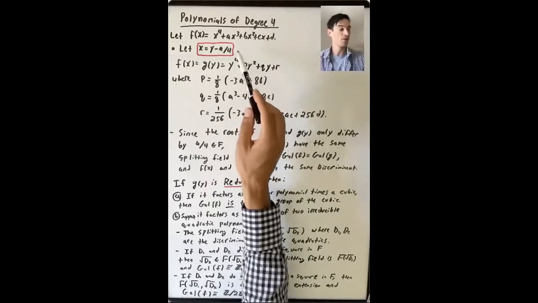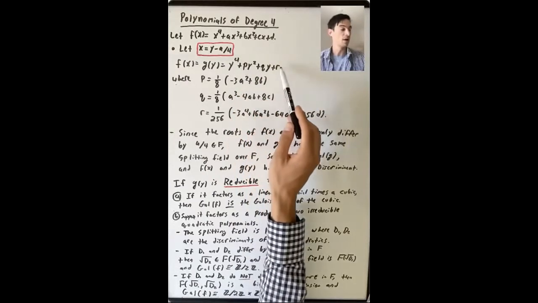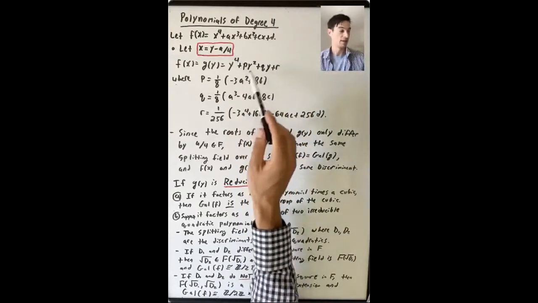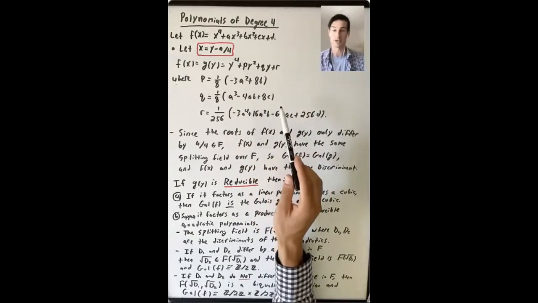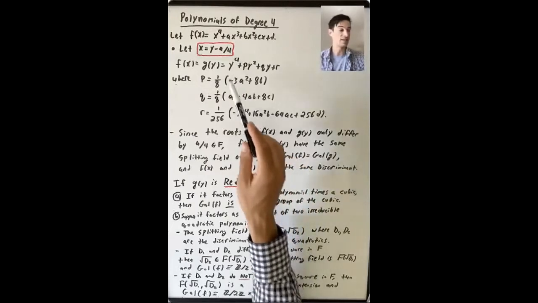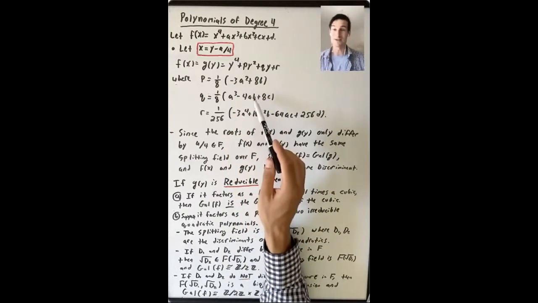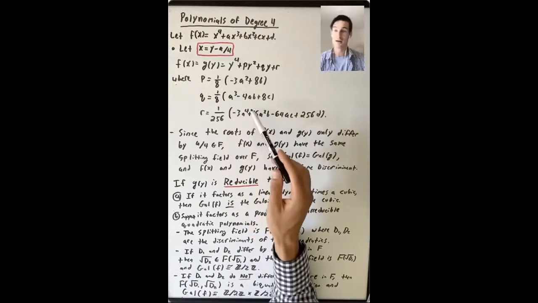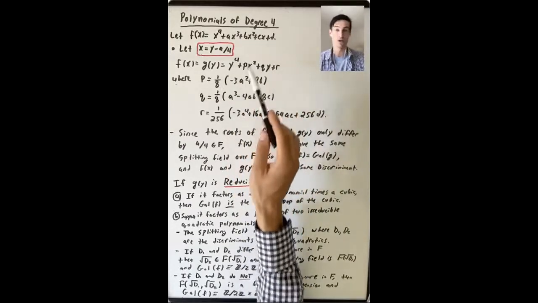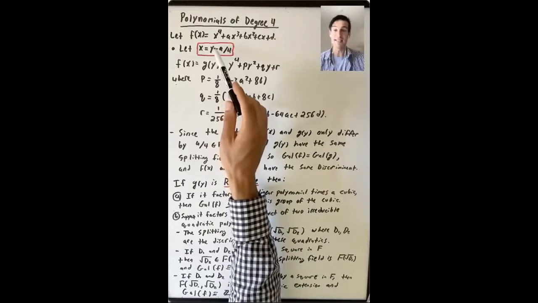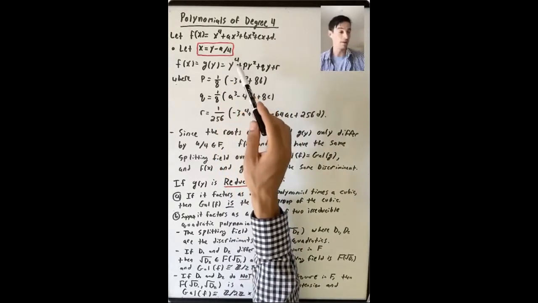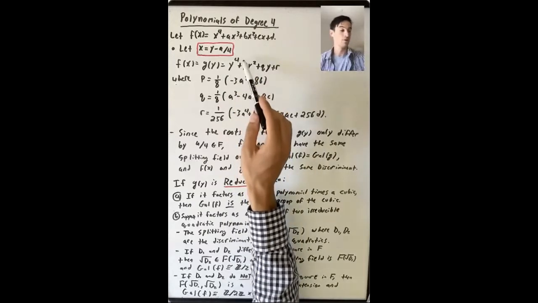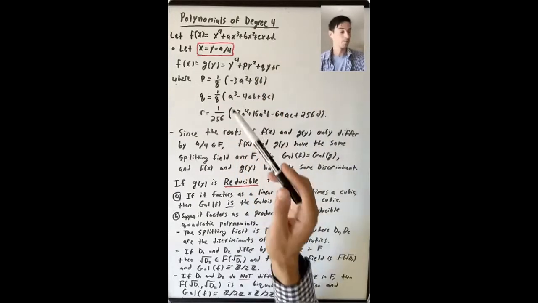You can solve for what p, q, and r need to be in terms of a, b, c, and d. You get these complicated looking expressions. This is not something I would expect you to memorize for an exam, like what p, q, and r are in terms of these original coefficients, but you should know this idea of making a change of variable so that you get a quartic whose cube coefficient is 0.